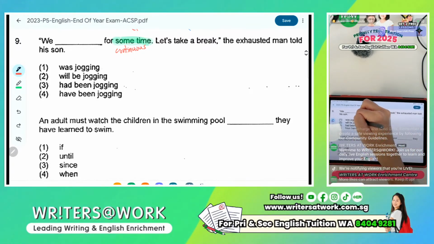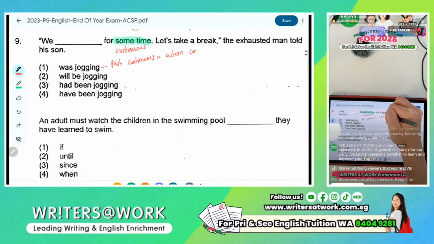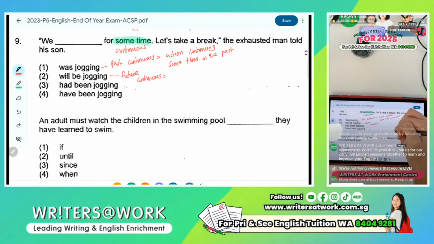"Was jogging" here is in the past continuous tense. This means that the action was continuing sometime in the past. We also have "will be jogging," which is in the future continuous tense. This means that the action will be ongoing sometime in the future.